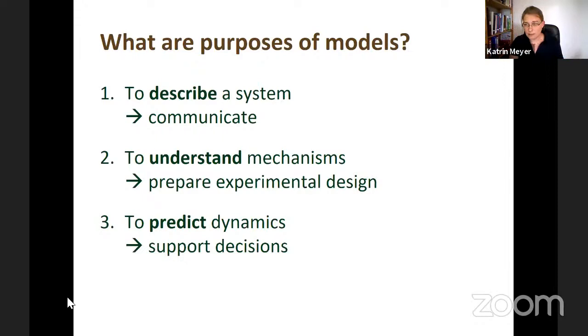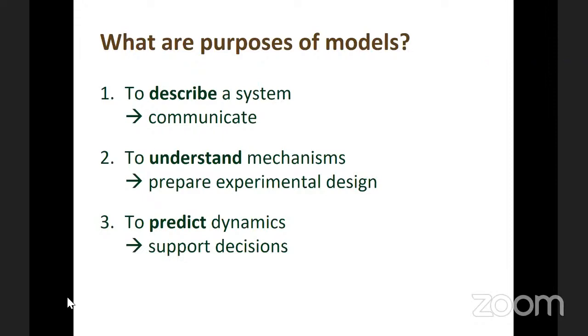And for understanding mechanisms, the second purpose here, you might need a bit less information and still get something meaningful out. However, if you have a predictive model in the third category, then this can also be used, of course, to support decision making. But to a certain degree, this is also possible with models in the other categories. So these are the purposes of models.